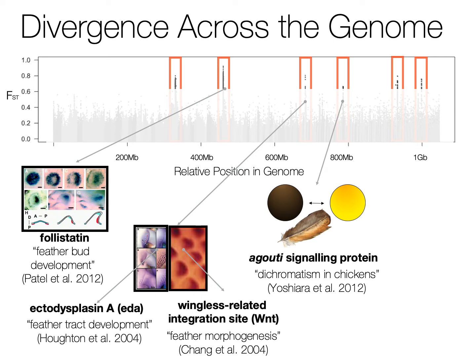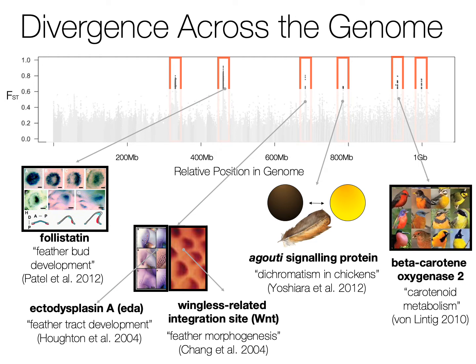This divergent region is directly upstream of agouti signaling protein, which is known to be involved in dichromatism in chicken feathers, but more famously known to be involved in mouse coat color variation, in beach-adapted mice. Agouti signaling protein is in the melanogenesis pathway, and so perhaps it has a connection to the black throat coloration we see in golden-winged warblers. And finally, this divergent region is directly upstream of beta-carotene oxygenase 2, which is a carotenoid metabolism gene, and importantly, the yellow coloration in all of the wood warblers is a carotenoid-based pigment, and beta-carotene oxygenase allows the metabolism of ingested carotenoids prior to deposition in feathers.